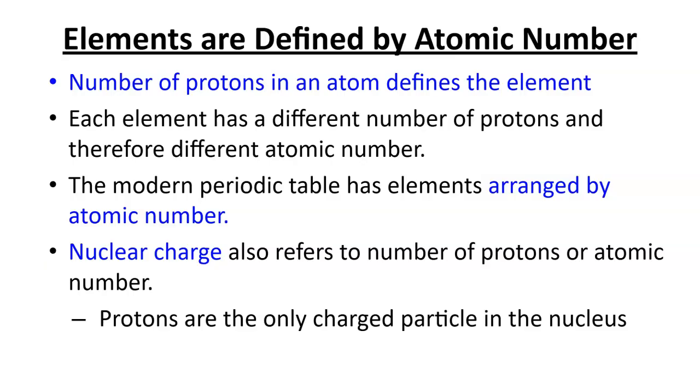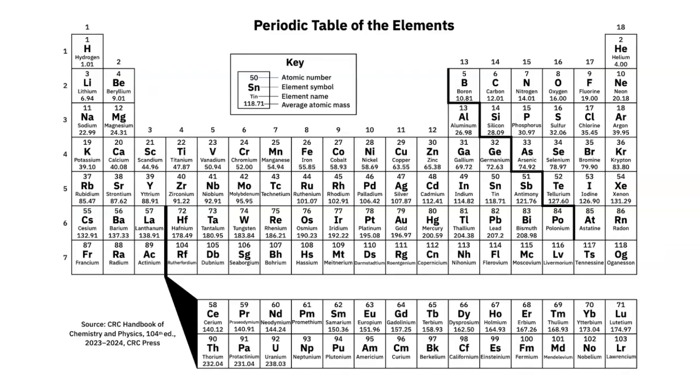We can also talk about the number of protons as the nuclear charge, because remember, protons and neutrons are the only particles in the nucleus, and protons have a positive charge and neutrons have no charge. So if an atom of lithium, for example, has an atomic number of 3, that's what identifies it as lithium, and it also has a nuclear charge of 3, or +3, because of its 3 protons in the nucleus.